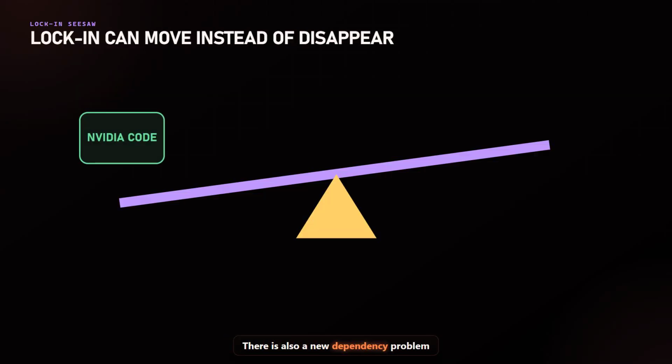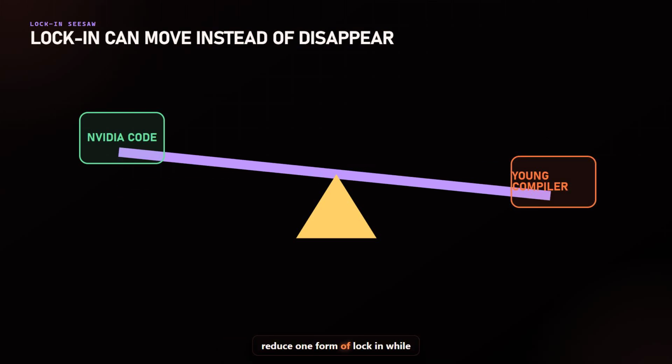There is also a new dependency problem. Moving away from NVIDIA-specific code can reduce one form of lock-in while increasing dependence on a younger compiler platform. The correct question is not, is there a vendor? The correct question is whether the interface is portable, inspectable, maintainable, and supported if the vendor changes direction.